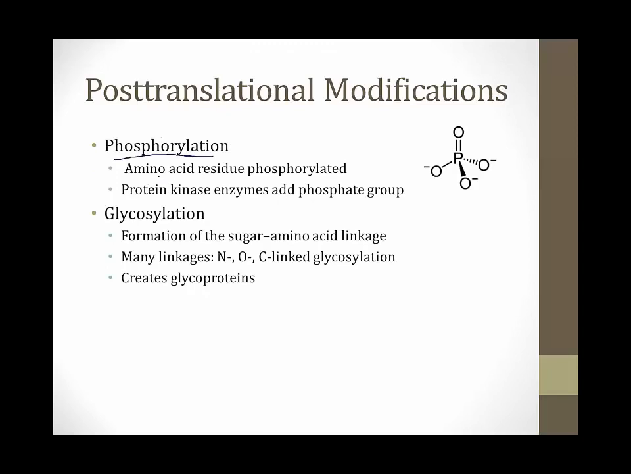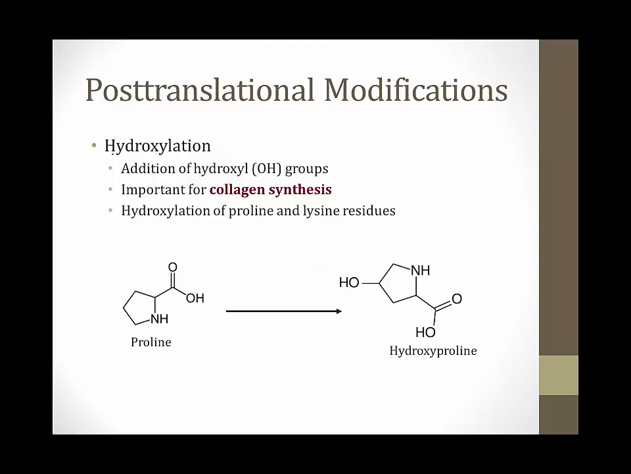Phosphorylation is when an amino acid residue in a protein is phosphorylated, meaning a phosphate group is added. The enzymes that do this are often called kinase enzymes. They add phosphate groups to other structures. Glycosylation is the formation of sugar amino acid linkages. There are many types of linkages. An N-glycosylation is addition of a sugar to a nitrogen in a protein. O-glycosylation is addition of a sugar to an oxygen, and C-glycosylation is linkage to a carbon. And all of these linkages create glycoproteins.